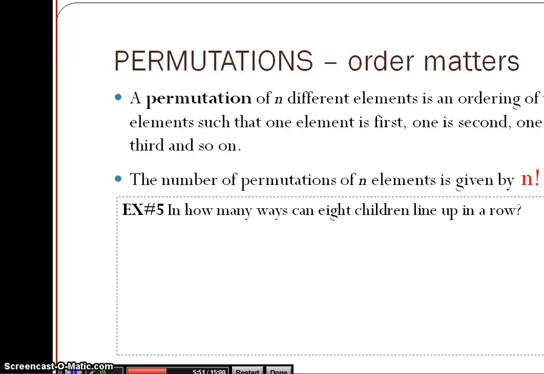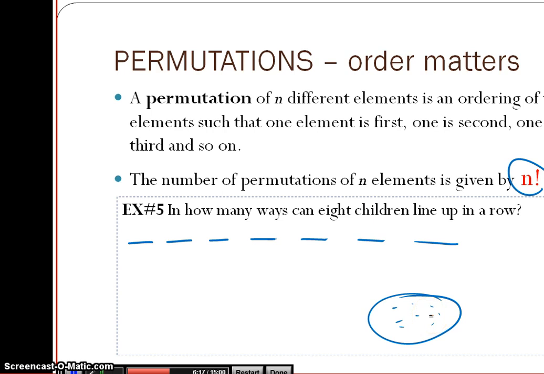Okay, so a permutation of n different elements is an ordering of the elements such that one element is first, the second one is second, the third, and so on. And it's given by n factorial. So in how many ways can 8 children line up in a row? Well, one way to think about it is you have your 8 children. Okay, so here's the spots for the 8 children. And you have your kids standing over here in the circle.